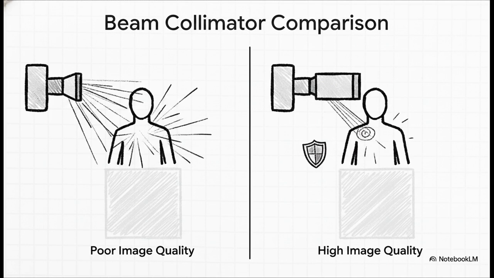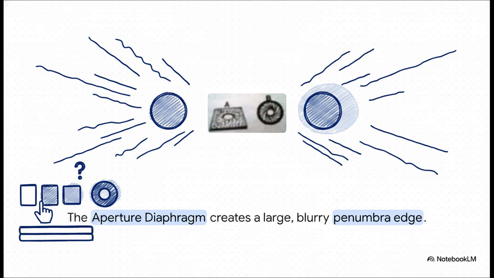It's absolutely crucial. Now, mechanically speaking, the simplest way to do this is with an aperture diaphragm. It's essentially just a flat sheet of lead with a hole punched right in the center. Could be circular, square, rectangular, but there's a catch. Because of how radiation travels, the edges of that hole create a pretty large, blurry edge shadow on the image, known as a penumbra. Plus, it's kind of a huge hassle. You literally have to swap out a different size lead sheet for every different size of film you use.